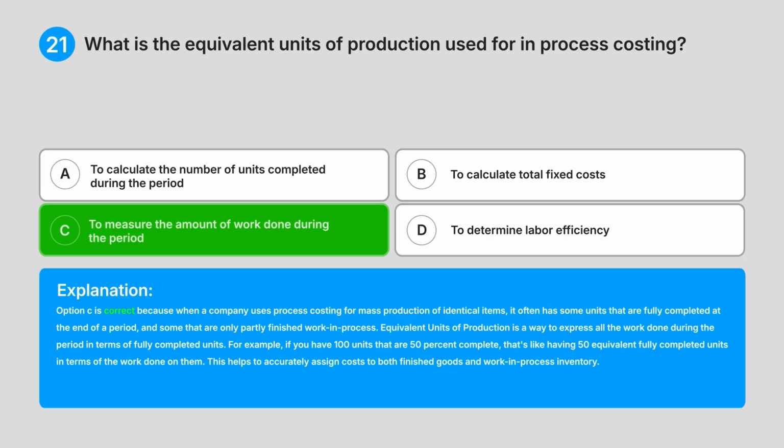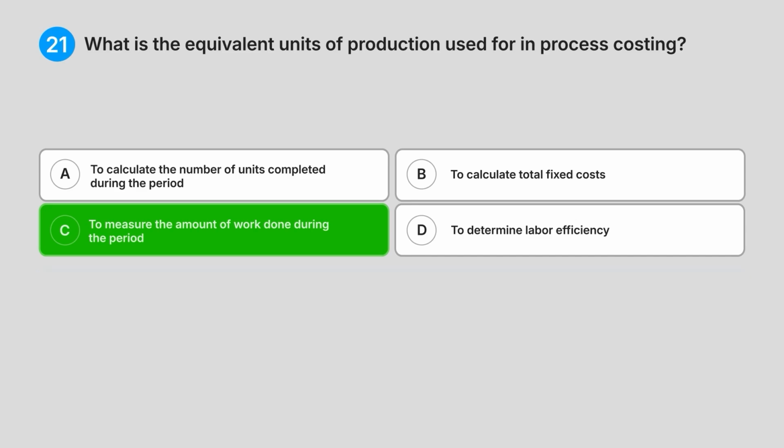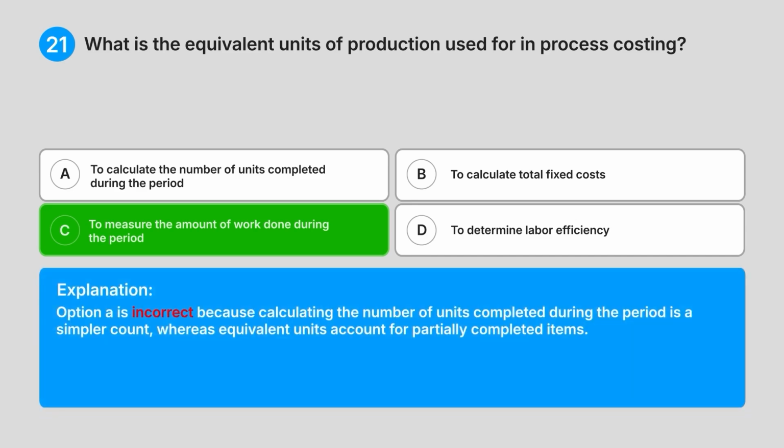For example, if you have 100 units that are 50% complete, that's like having 50 equivalent fully completed units in terms of the work done on them. This helps to accurately assign costs to both finished goods and work in process inventory. Option A is incorrect because calculating the number of units completed during the period is a simpler count, whereas equivalent units account for partially completed items.